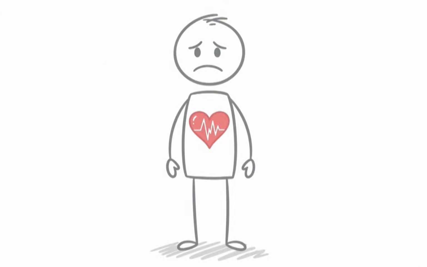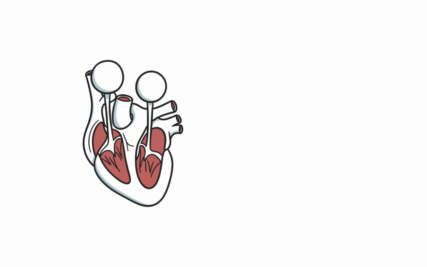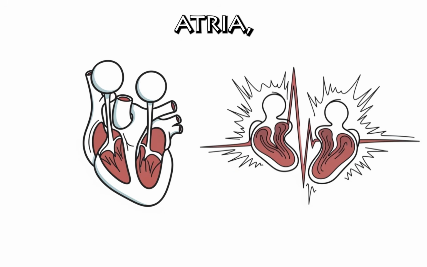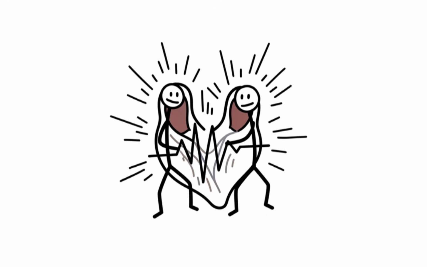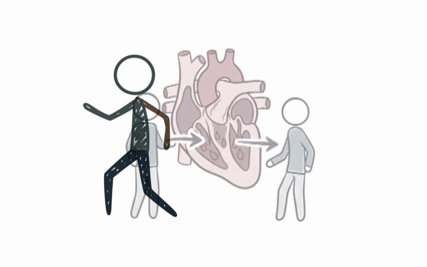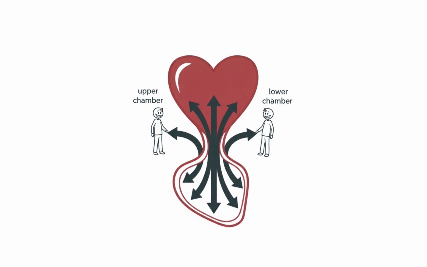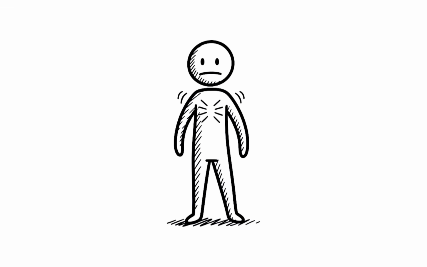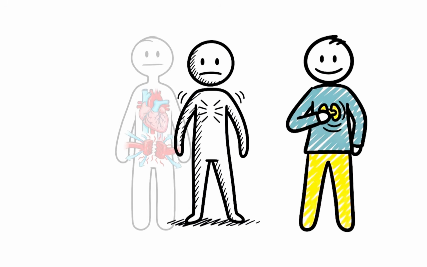Atrial fibrillation is a heart rhythm disorder in which the upper chambers of the heart, called the atria, beat in a rapid, irregular, and uncoordinated manner. Instead of contracting in a steady rhythm to move blood efficiently into the lower chambers, the atria quiver. This disrupts normal blood flow through the heart.